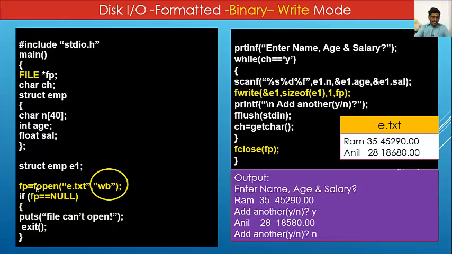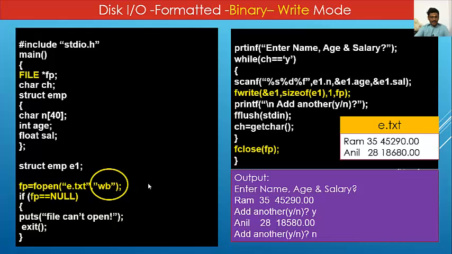It makes a stream between the hard disk location and memory. The starting address of the RAM memory location is returned if the file is created. If the file is not created due to any error, it returns NULL. NULL means no address. NULL is a macro. That NULL is assigned to fp, the condition is true, and it displays file cannot open. It terminates the program.